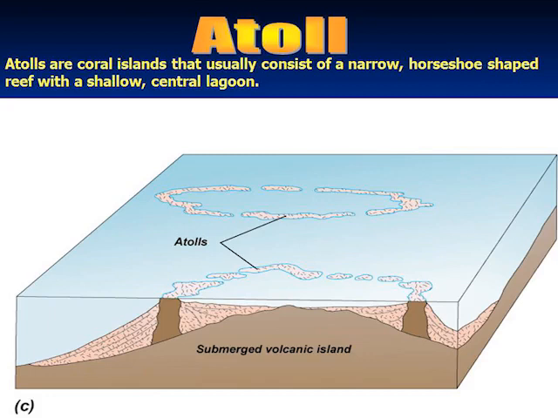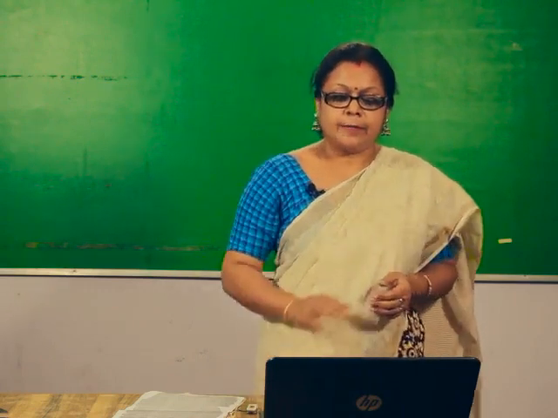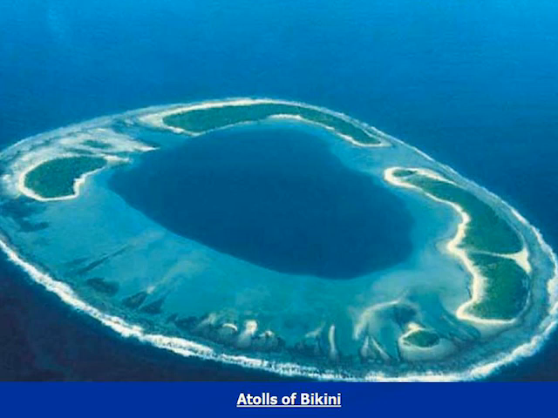Within this atoll, in the middle portion, we can assume that the depth of the sea will be much less, and they form a lagoon within this. They are horseshoe shaped actually, and they have a central lagoon. Whereas in the case of the barrier reef, we have found that the lagoons are not located centrally but in the outside portions. This is an example of an atoll reef in Bikini Island.